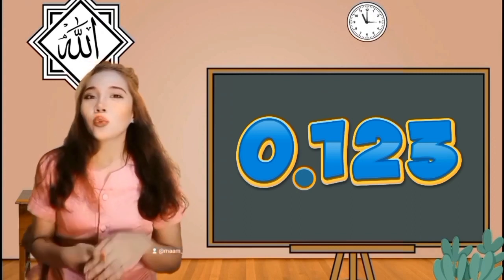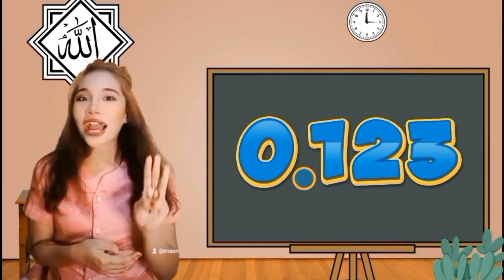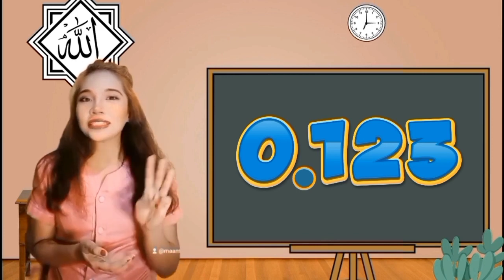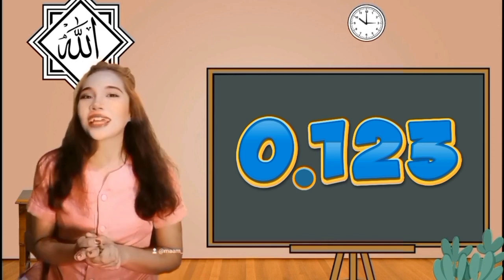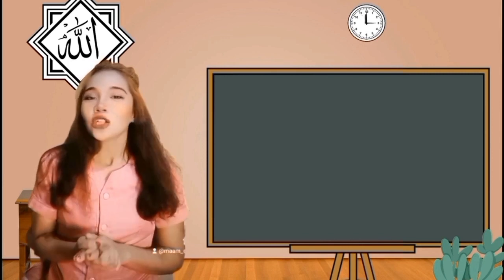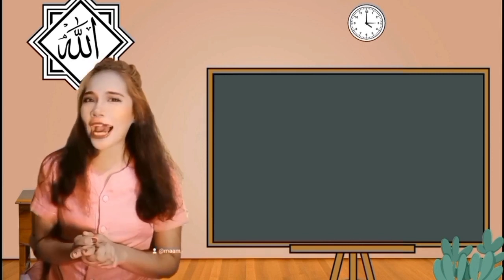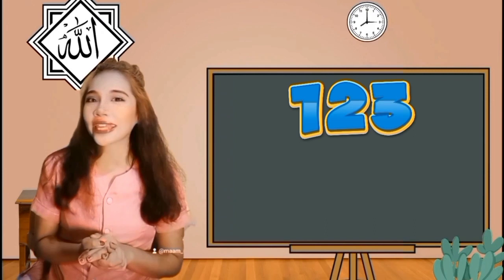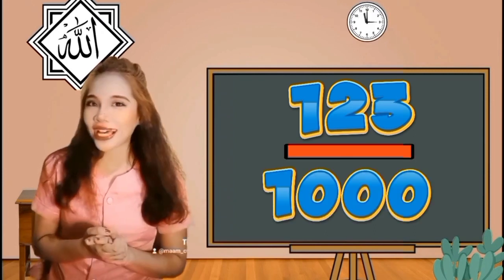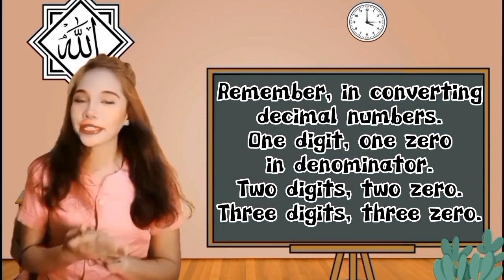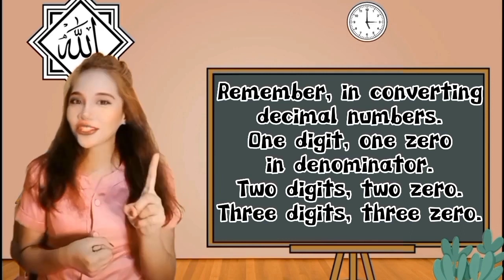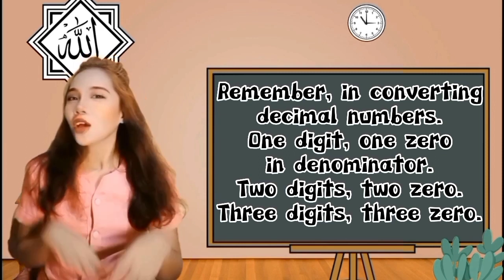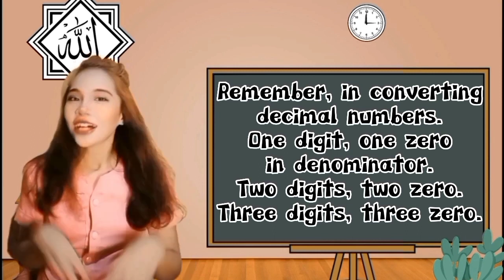Next example, we have 0.123. So we have tenths, hundredths, and thousandths. Always remember, if we have 3 numbers after the decimal point, the denominator is thousands. So 0.123 is equal to 123/1000. Remember, in converting decimal numbers, one digit, one 0 in the denominator; 2 digits, 2 zeros; 3 digits, 3 zeros.